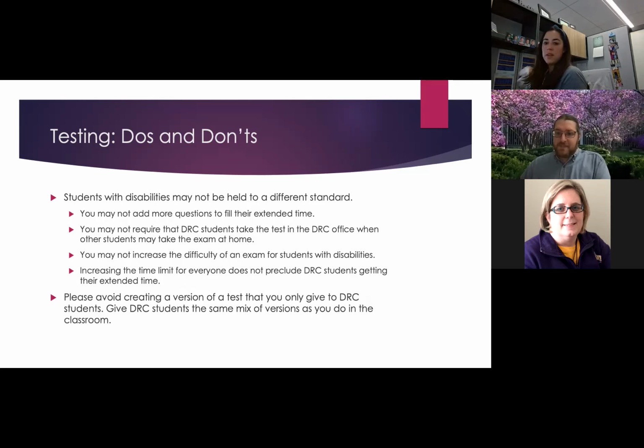Now, if at all possible, please avoid creating a version of the test that we only give to DRC students, and give DRC students the same mix of versions that you do in the classroom. Don't create a designated version just for the DRC. And please don't write DRC version or disabled version at the top. We've had that happen. That is another civil rights complaint waiting to happen.